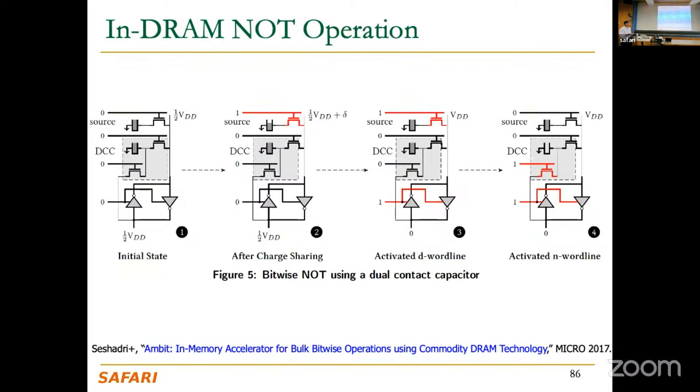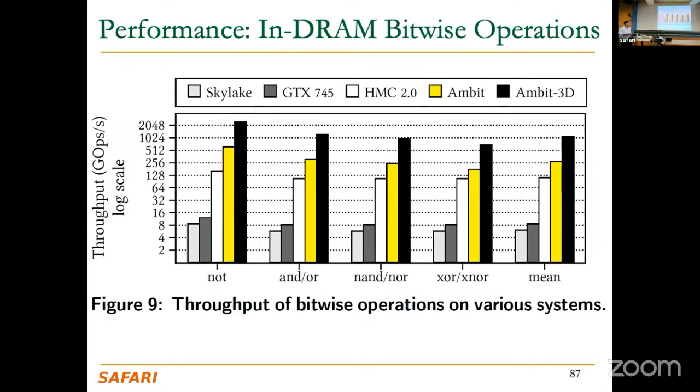And this is more or less how it works. And the Ambit paper shows the throughput that you get compared to a CPU and a GPU. Someone asked about near-memory processing systems, right? So this HMC system here, you can think of it.